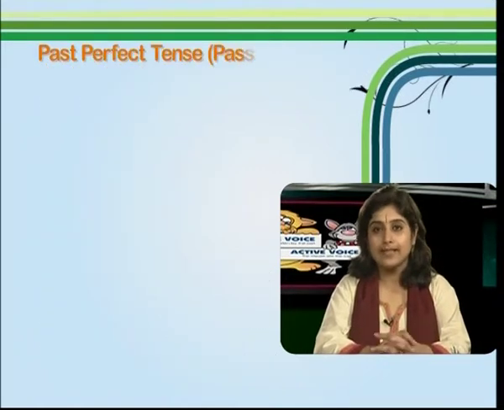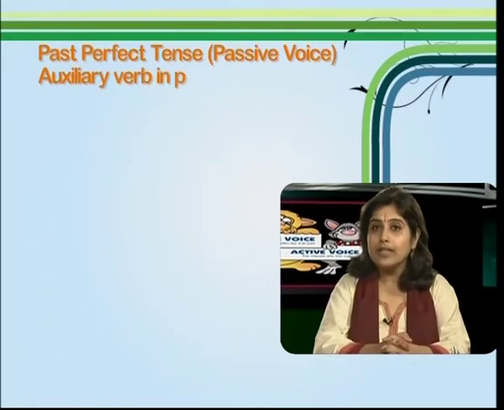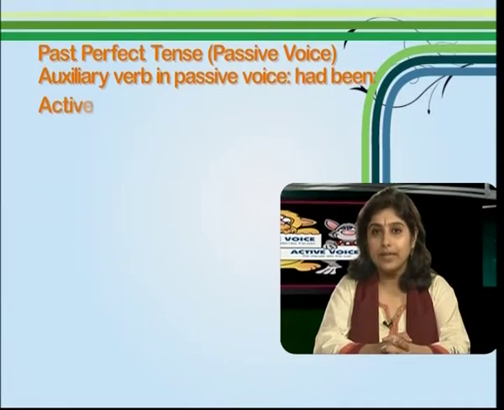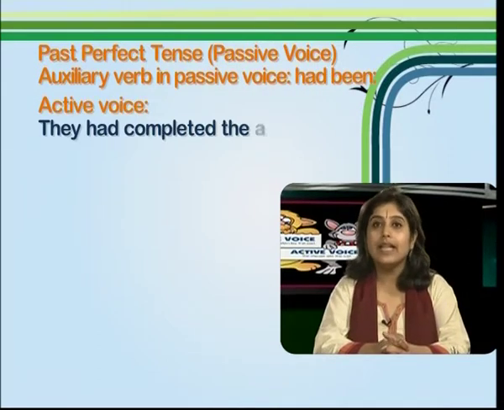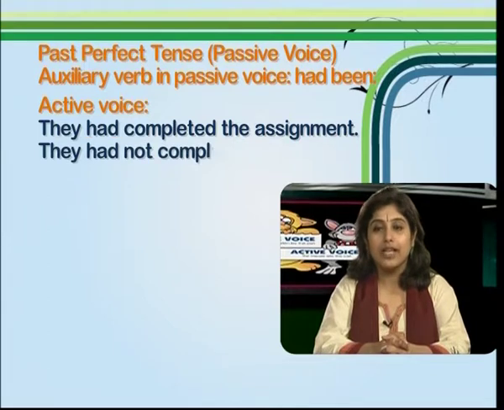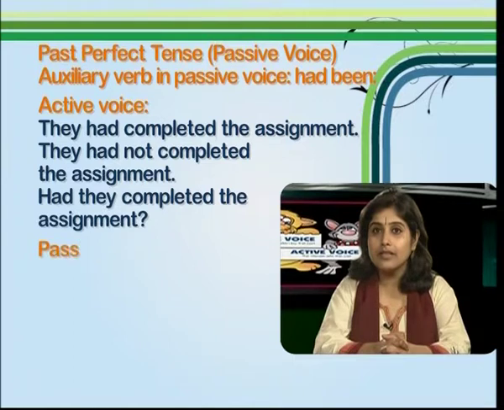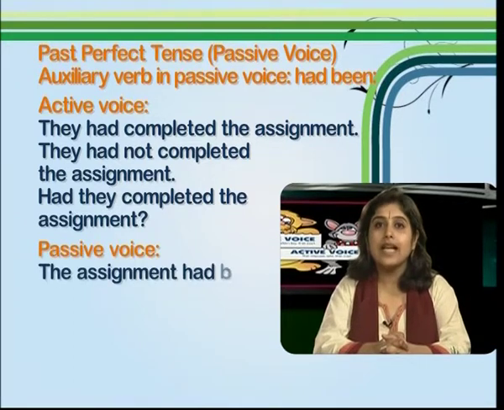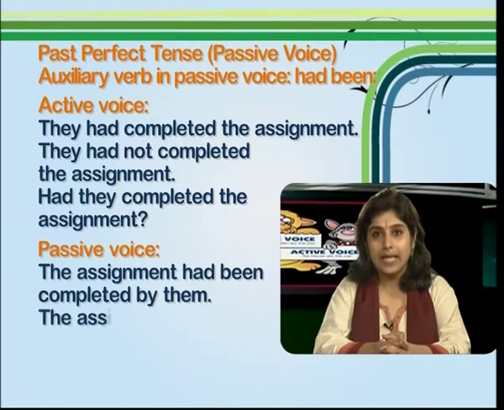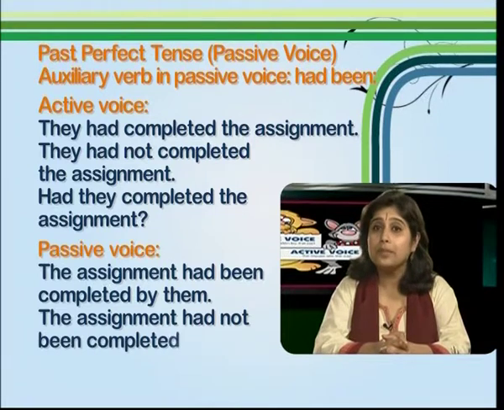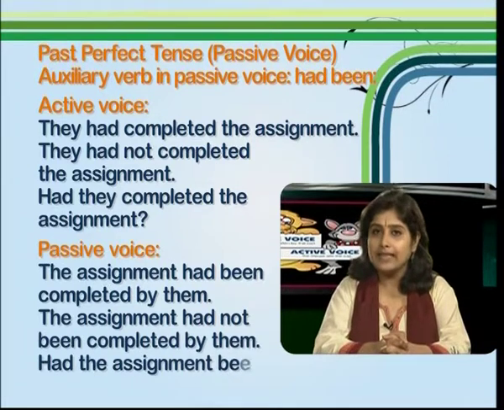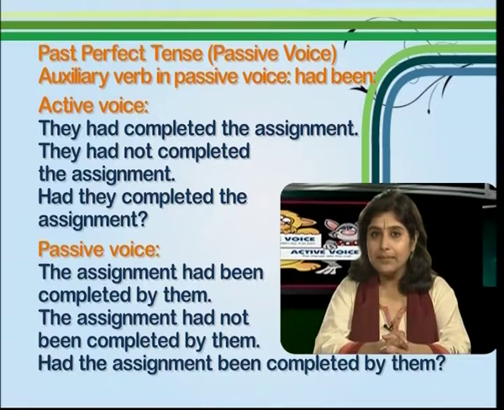Past perfect tense in passive voice. Auxiliary verb in passive voice: had been. Active voice. They had completed the assignment. They had not completed the assignment. Had they completed the assignment? Passive voice. The assignment had been completed by them. The assignment had not been completed by them. Had the assignment been completed by them?